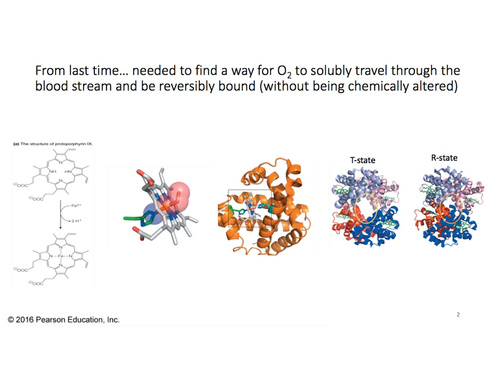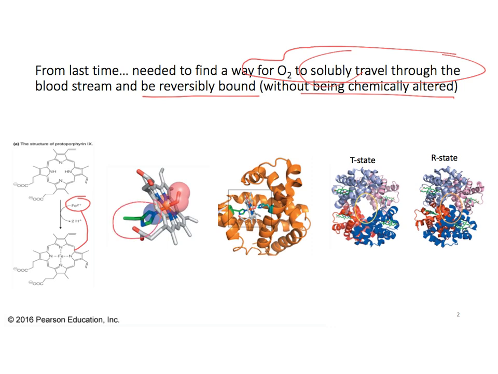Okay, so I wanted to do a really quick recap from last time. We had to start by finding a way for oxygen to solubly travel through the bloodstream and be reversibly bound without being chemically altered. So the first thing that we talked about was adding iron, which binds oxygen super well, too well, way too well to be reversible. We bound it to a porphyrin and covered up 4 of its 6 coordinate covalent sites. And then we covered the 5th coordinate covalent site with the proximal histidine, which left 1 site open for oxygen to bind, O2 to bind.